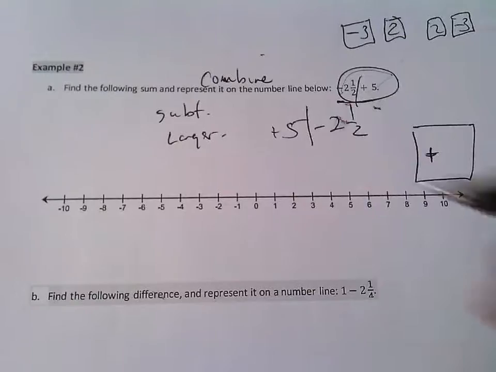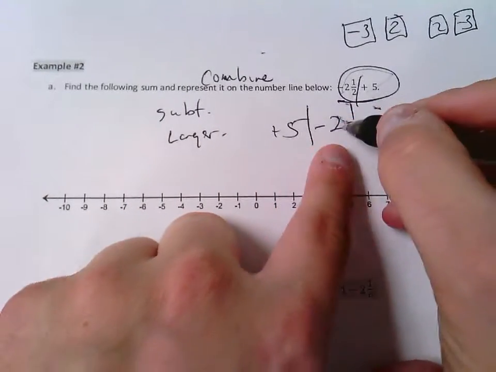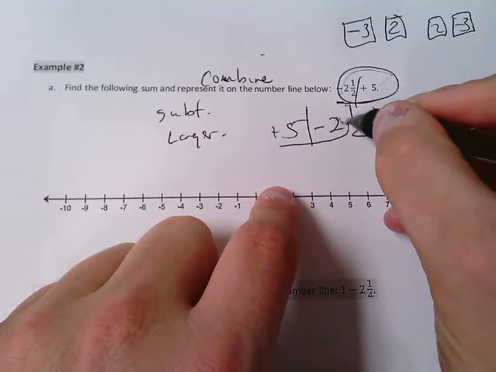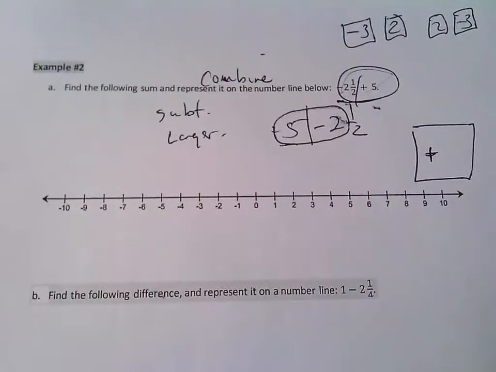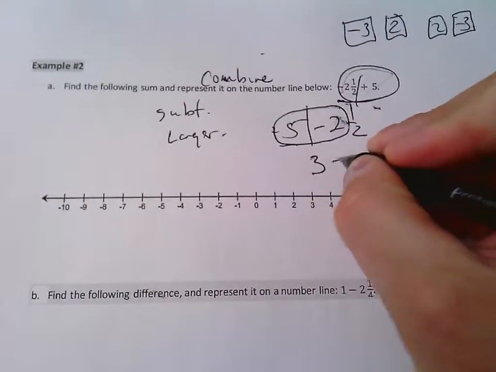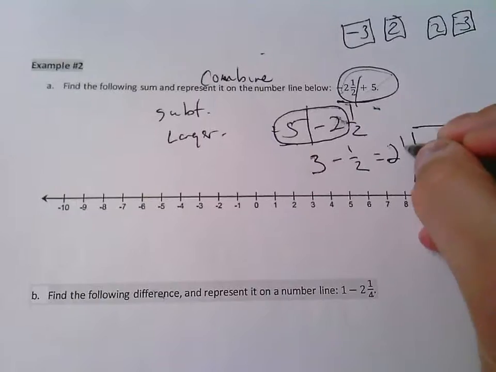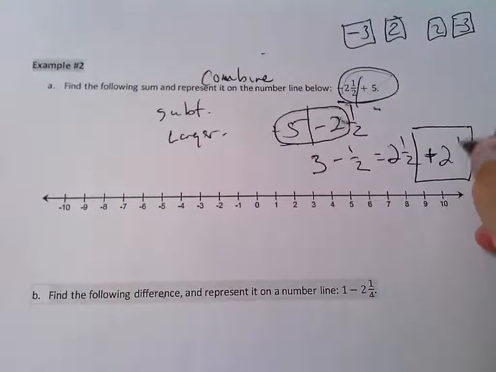So I can go 5, once again, just like the last example, if I have a whole number and I'm taking away a fraction, or a mixed number, I can start by subtracting the whole number. So I can go 5 minus 2, which is 3, minus a half, which is 2 1/2. So this would be positive 2 1/2.